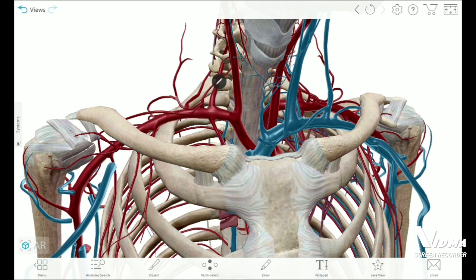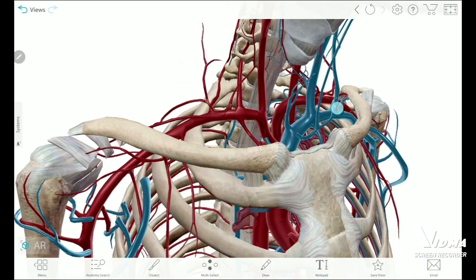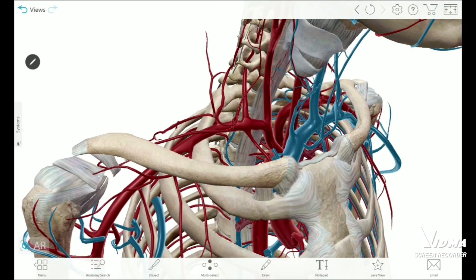The first branch given off by the subclavian artery is the vertebral artery. So the vertebral artery transverses through the transverse foramina of the vertebra from C6 to C1. So this is the vertebral artery. Now this over here is the internal thoracic artery.